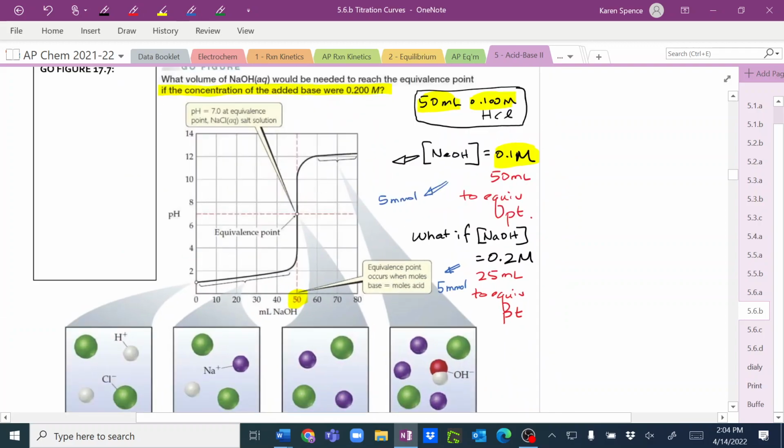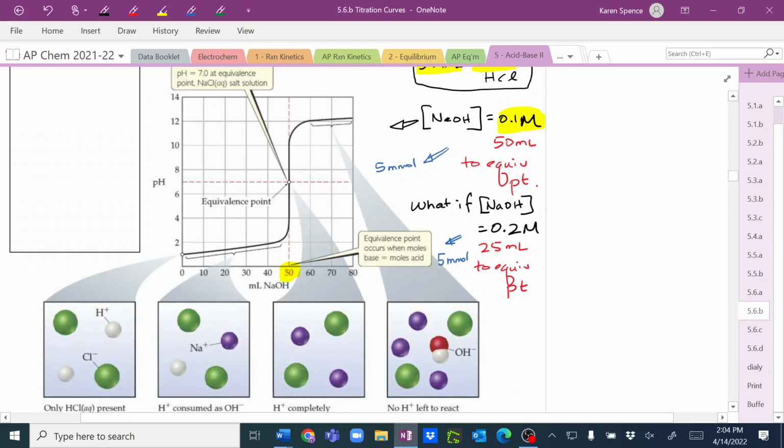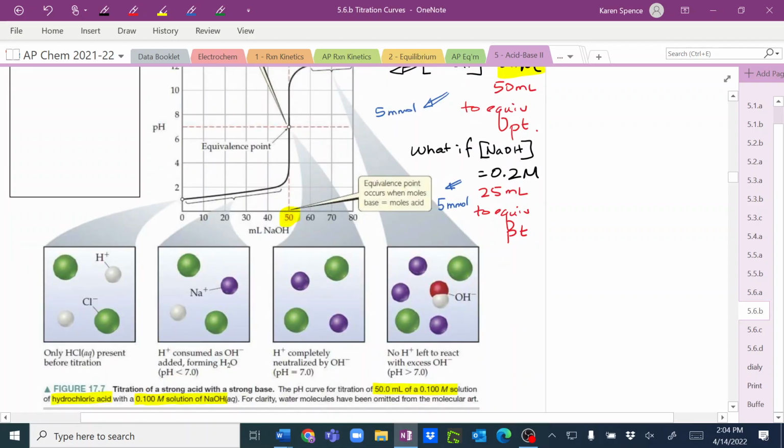Okay, now let's take a look at the species that are present here. When we first start, we have only HCl present. Yes? Only HCl. When we get to halfway to the equivalence point, we have used up half of the H. We have neutralized half of the H, yes?